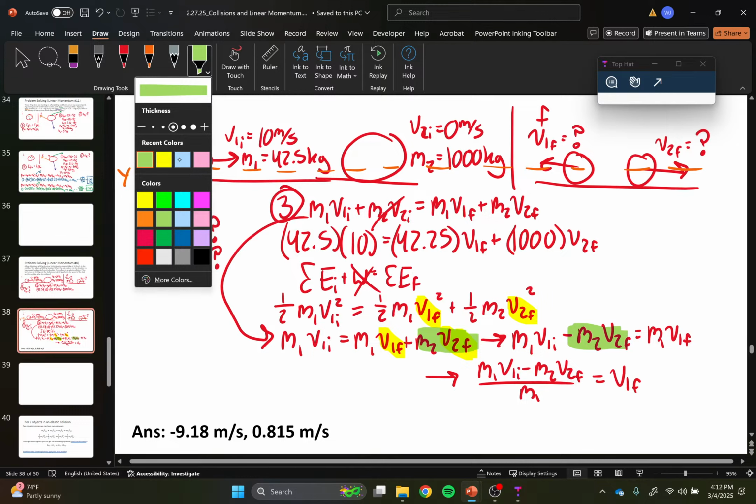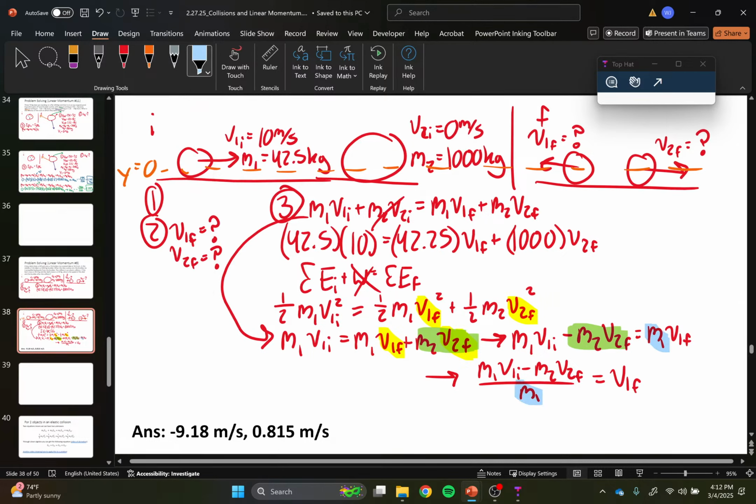Again, I'm just isolating the variable. I'm just getting it by itself. I'm just doing algebra. I'm getting V1 by itself. V1 was right here. I wanted it by itself. How did I get it by itself? I subtracted this term to the other side. Awesome. How do I kick this M to the other side? I divided it over. Great.